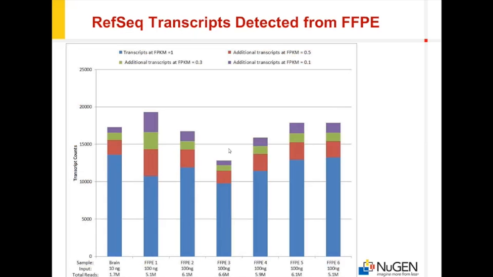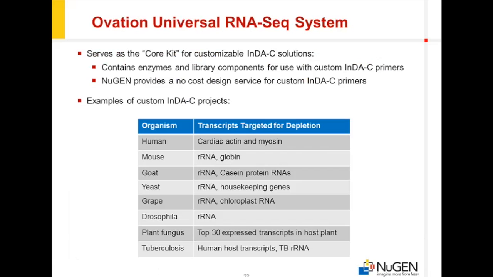So generally very good results, very similar to what you would see with a fresh sample, in this case the human brain reference. We're able to extract very valuable biological data from these different FFPE samples. So those are a couple of examples of how we've applied the InDA-C technology to human samples. We've also had the ability to use this approach for a range of different model organisms, different species, as well as using InDA-C to target a range of different transcript types.